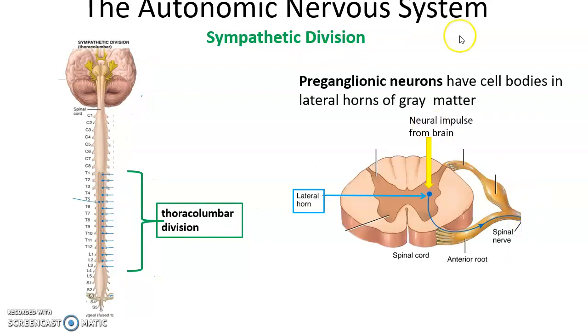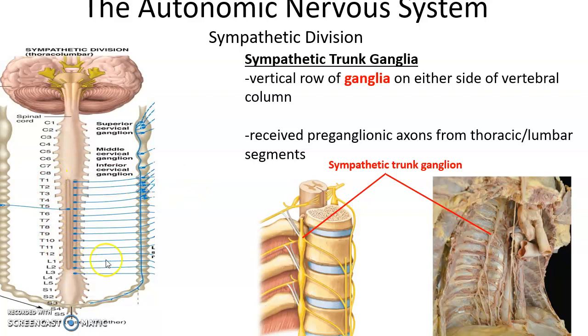Again, we have the descending tracts of the spinal cord carrying commands from the brain that will then synapse with a preganglionic neuron in the lateral horn of the gray matter, so the lateral gray horn. And then that preganglionic neuron is going to send out the signal. The preganglionic neuron is then going to enter a structure called the sympathetic trunk ganglion.